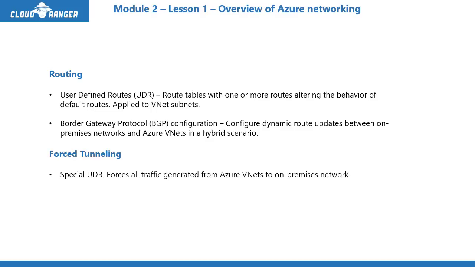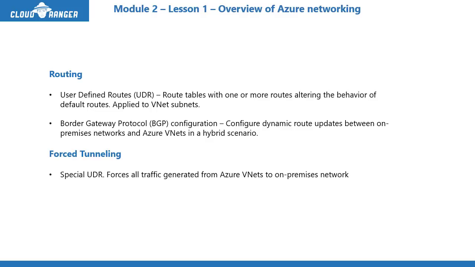The next thing I want to talk about is forced tunneling. This was there for a while, but it's quite recently been introduced to the curriculum for 7533. It's a special UDR, a user-defined route, but a special one. It forces all traffic generated in Azure VNets to the on-premises network. So basically, any traffic that wants to go outside or communicate, you're forcing it to your on-premises data center.